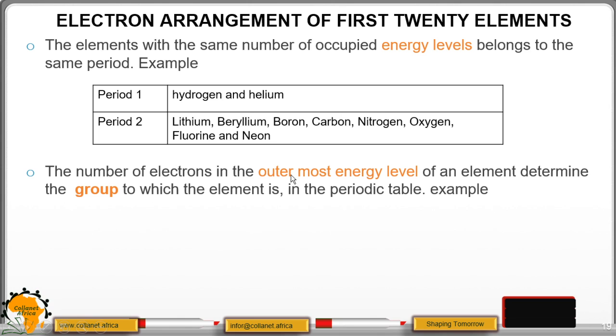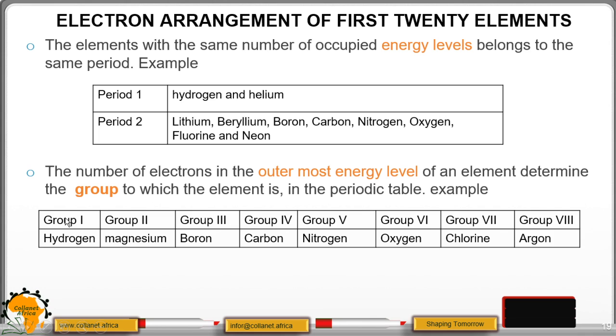The number of electrons in the outermost energy level of an element determines the group to which the element belongs in the periodic table. For example, hydrogen is in group 1, magnesium group 2, boron group 3, carbon group 4, meaning in boron we have 3 electrons in the outermost energy level. For carbon we have 4, nitrogen we have 5, then oxygen we have 6 valence electrons, or electrons in the outermost energy level, while in argon we have 8.